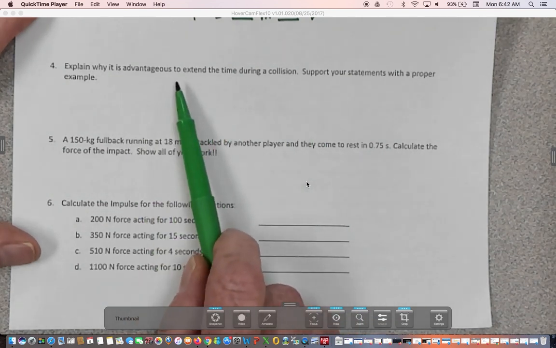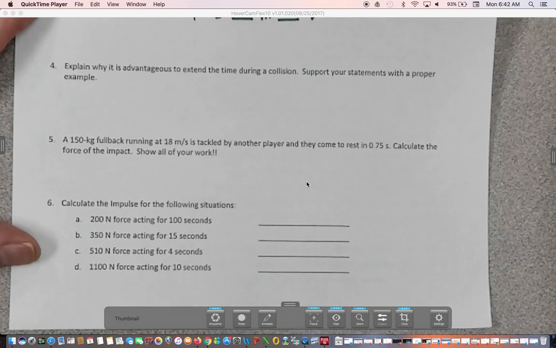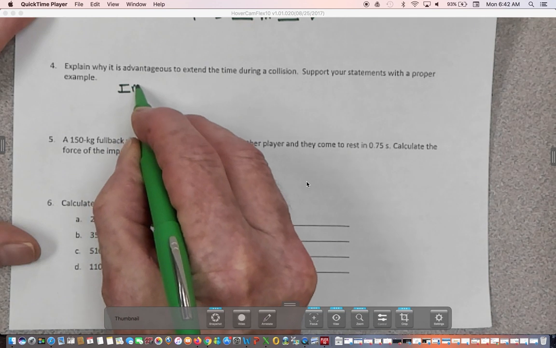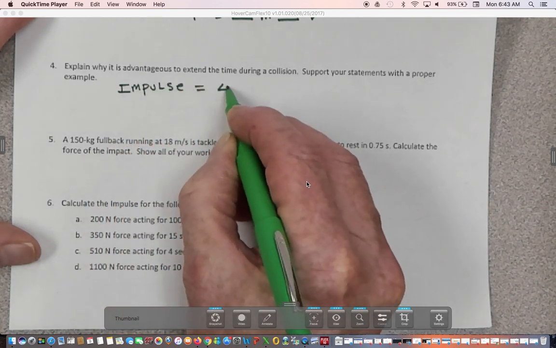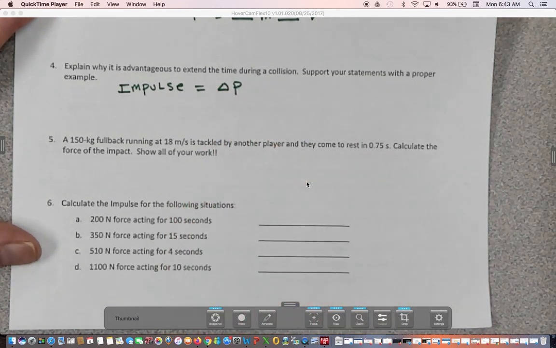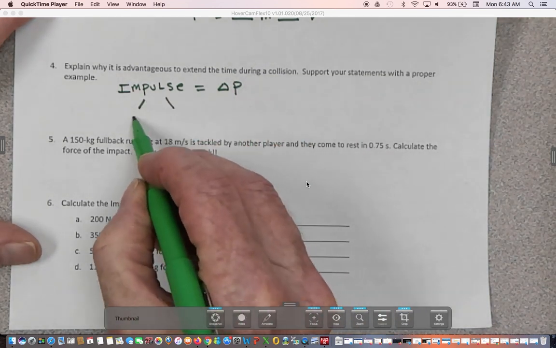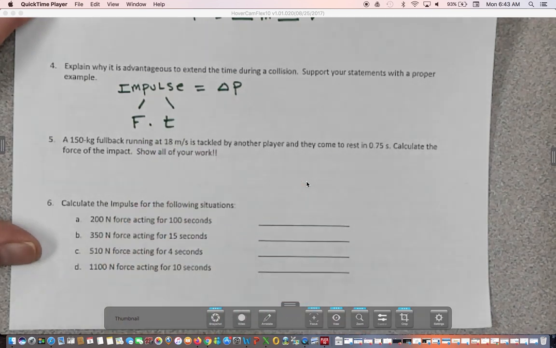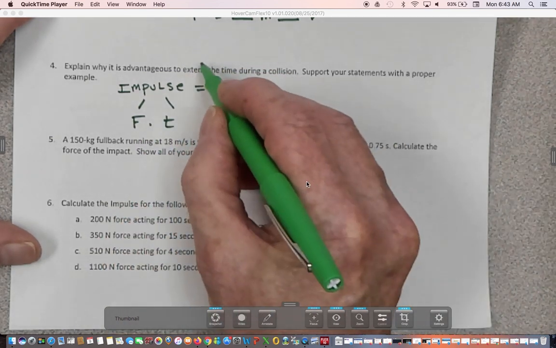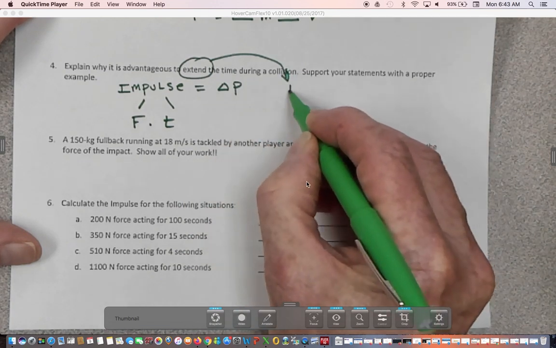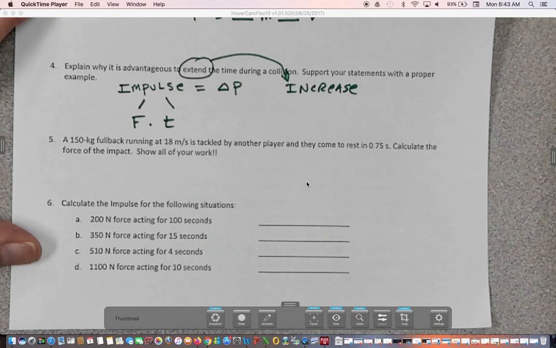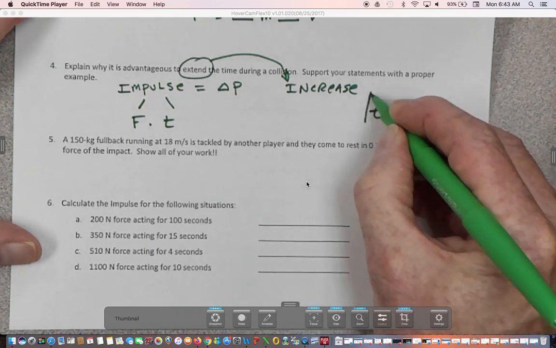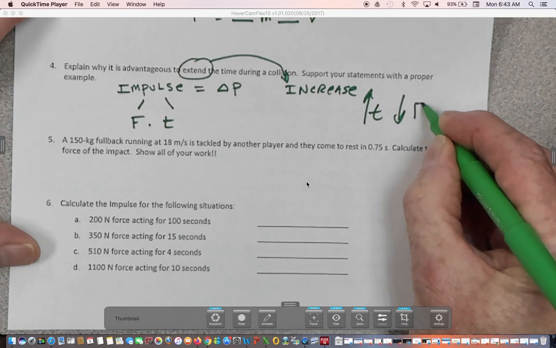Why is it advantageous to extend time during a collision? Your impulse equals your change in momentum. During a collision, you're going to come to a stop. Your impulse is a force times time. To extend is another word for increase. If time goes up, force has to go down.